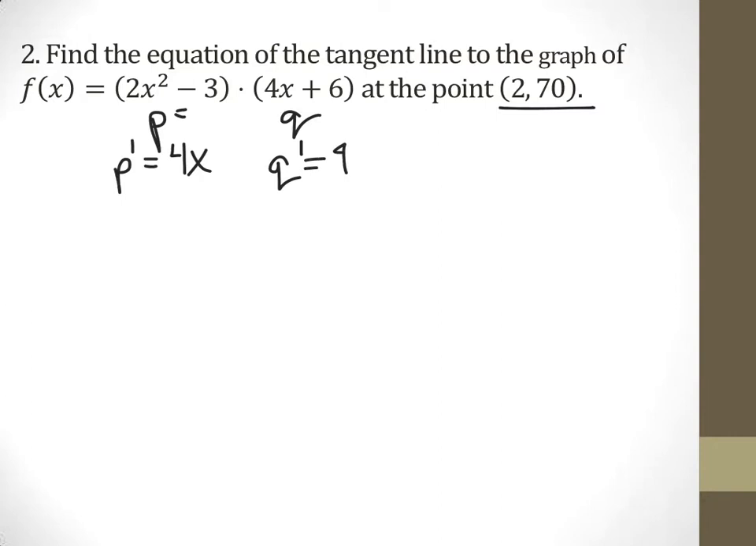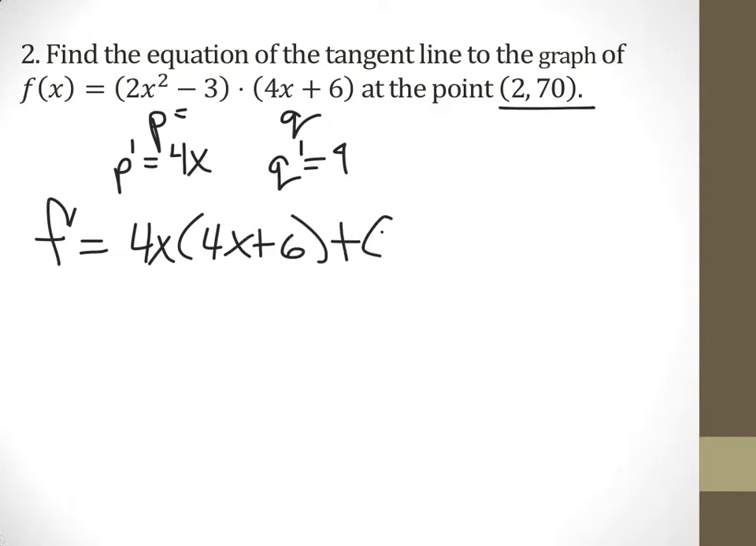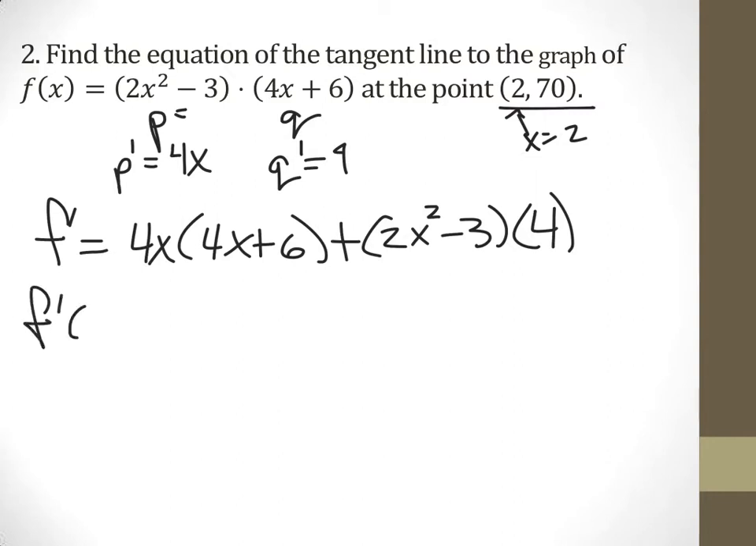And we know that we want to find that derivative, so it's p prime times q plus p times q prime. We need to have the derivative evaluated at this x value, so x is 2. And we do it at 2 because we want to know the slope of the line there. So f prime of 2, sorry, I wrote the 2 and the x in the wrong place. f prime of 2 is 4 times, we're going to put a 2 in there.